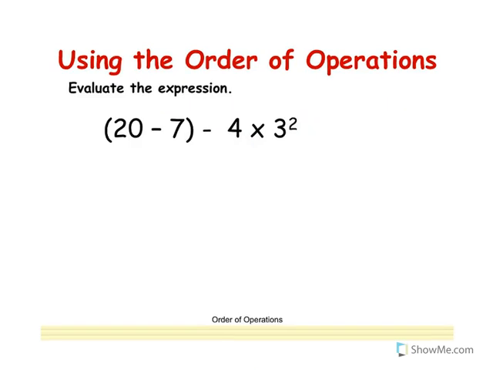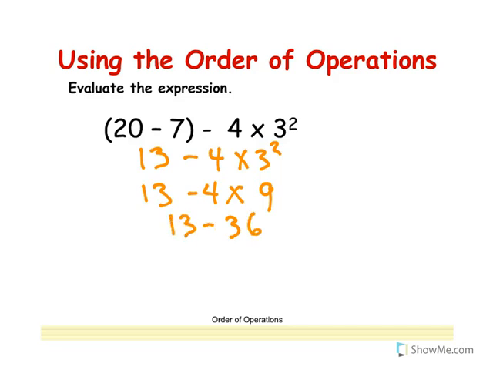So thinking about my little checklist there, I do have parentheses now. So I'm going to evaluate what's in my parentheses. And again, everything else comes down exactly as is. Now I can evaluate my exponent, as that's my next part. And again, everything comes down exactly as is. Now I'm going to do my multiplication and division. So the only thing I have here is multiplication, which I will do. And the last thing that I've got to do is subtraction, which I will do here, and that's going to give me negative 23 as my final solution.